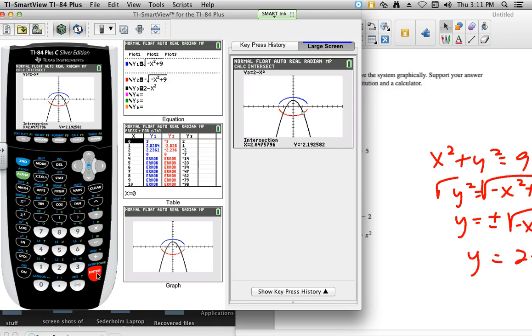So what we have to do if we're going to use our graphing calculator is make sure that we have everything solved for y. And once we do that, we can plug it in and we can use the intersect feature. But we do have to play around a little bit. There were some really tricky movements to get the cursor where we needed it to go.